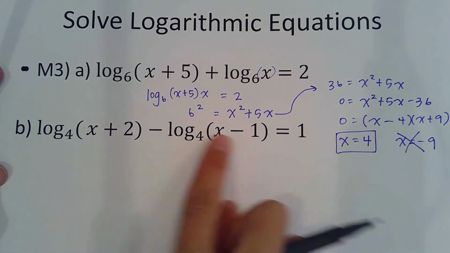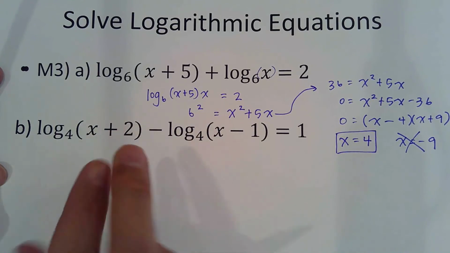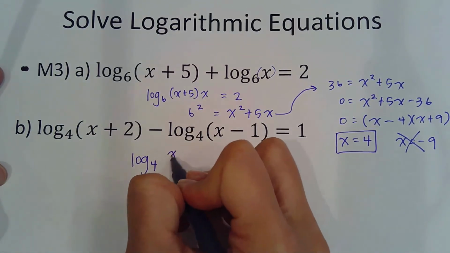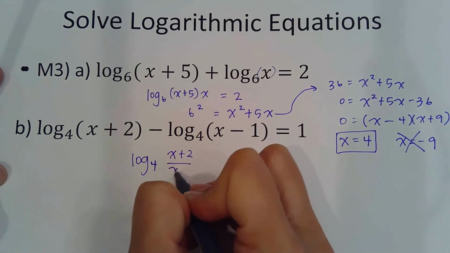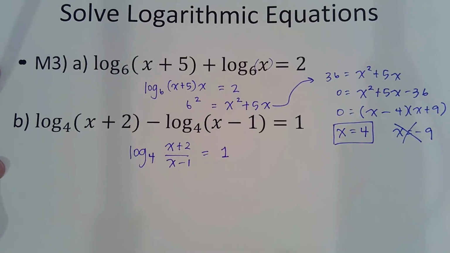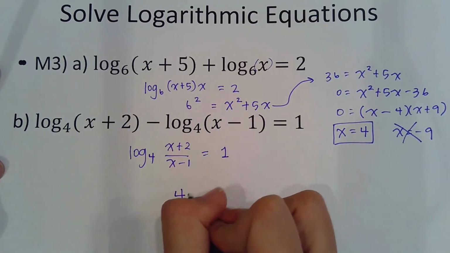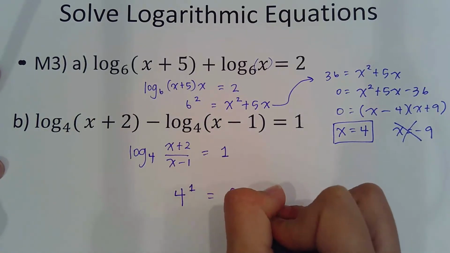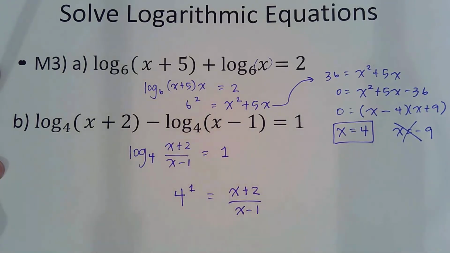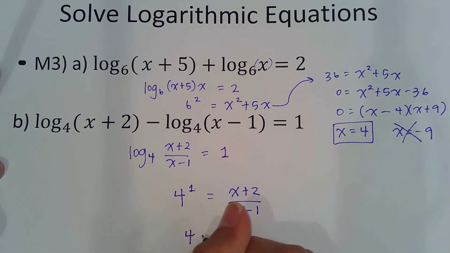Alright, so here there's a minus sign in between those, so I need to combine this. So this is going to be log base 4 of x plus 2 over x minus 2 is equal to 1. Now I'm going to rewrite this. So this is going to be 4 raised to the first power. It's going to be equal to what's inside there. So 4 to the first power is 4.